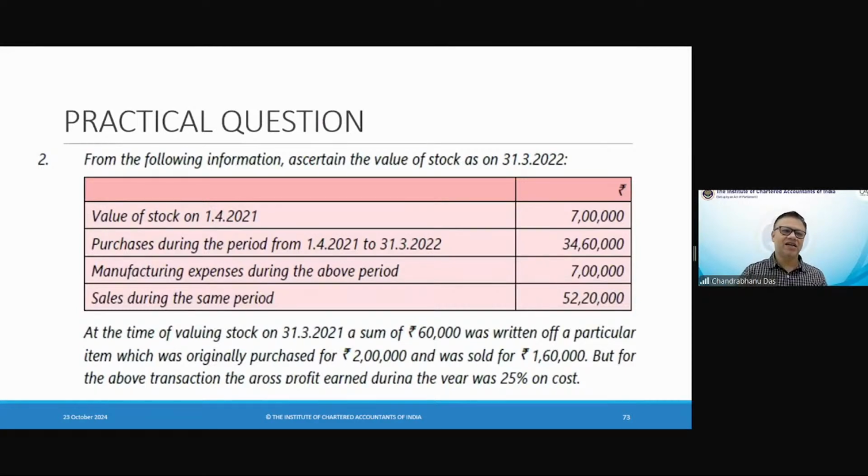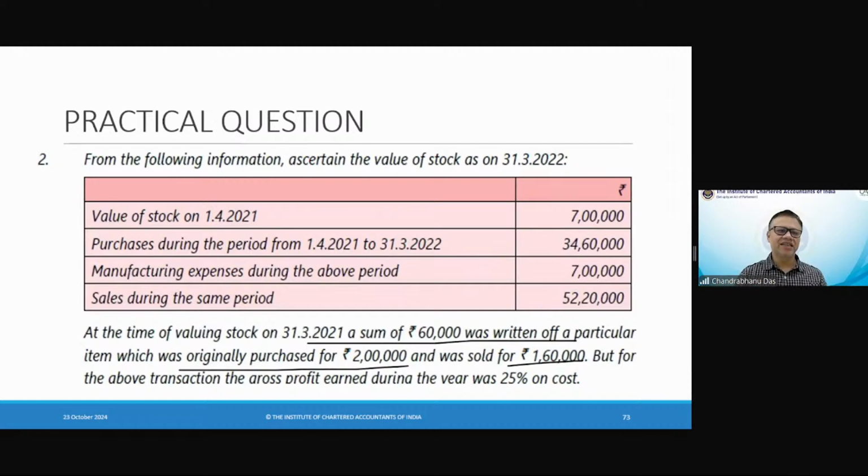Now, in this type of question, there is additional information given to you: at the time of valuing the stock, a sum of 60,000 was written off on a particular item which was purchased for 2 lakhs and was sold for 1,60,000. I have already discussed this question; I am just giving a brief review. What happened is that you purchased it for 2 lakhs, but you wrote down 60,000 because, based on the market value, you see that the value should not be that much. You wrote down the value, but it was sold for 1,60,000.